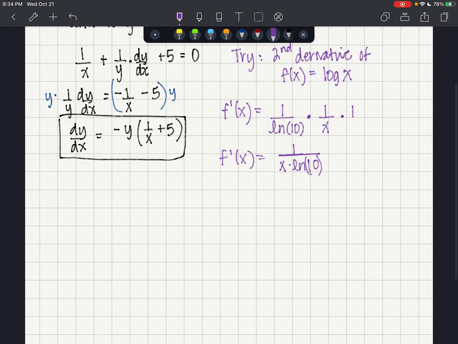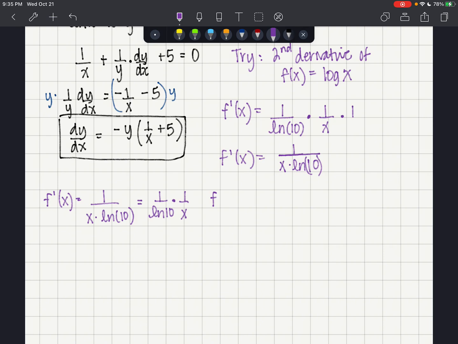So now we need to find the second derivative. Now the second derivative is, look at it, it's pretty cool. Let me come over here and show you. So 1 over x times the natural log of 10 looks a lot more confusing than it is. It's 1 over the natural log of 10, which is a constant, times 1 over x. That's all it is.